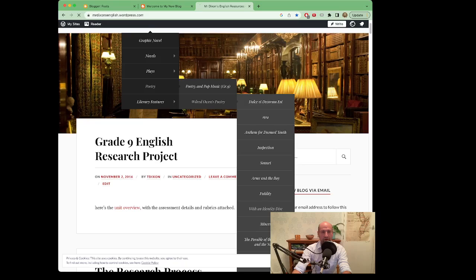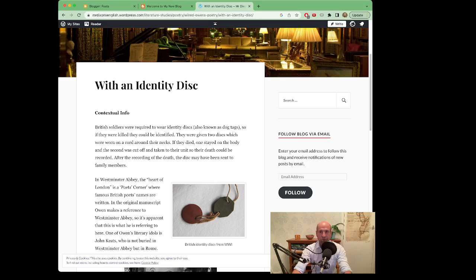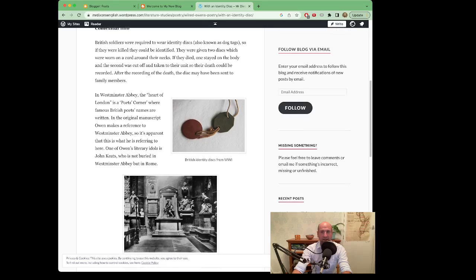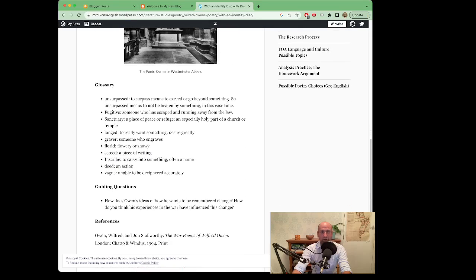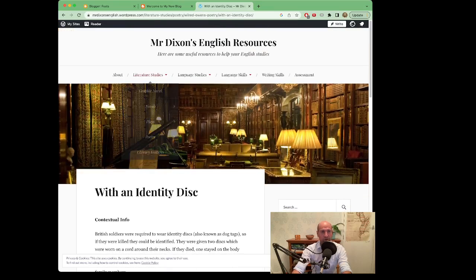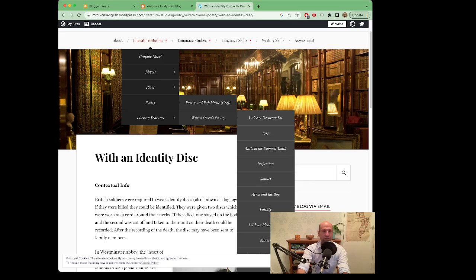And so I didn't put the poem here, but let's say I wrote something here with an identity disc. I wanted the students to have some contextual information so they knew a bit about the background, and I created a post like this where they got the glossary of the key terms. What this allowed was for the students, I hope that's pretty easy to navigate, poetry, Wilfred Owen's poems, and they find all this stuff. They can use this to revise for their own exams. And the day before an assessment, they've got it all here.